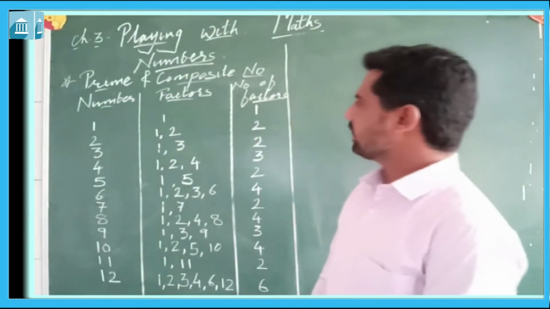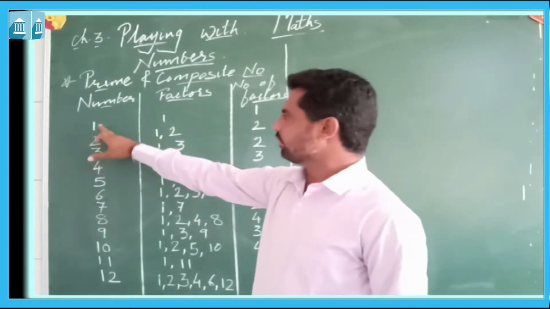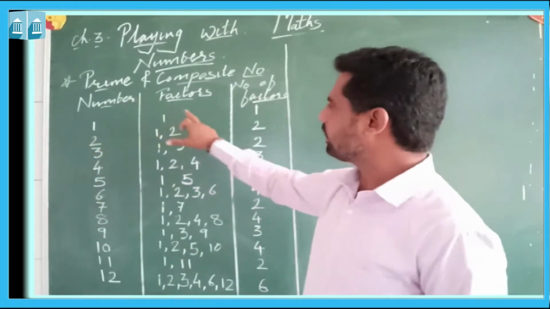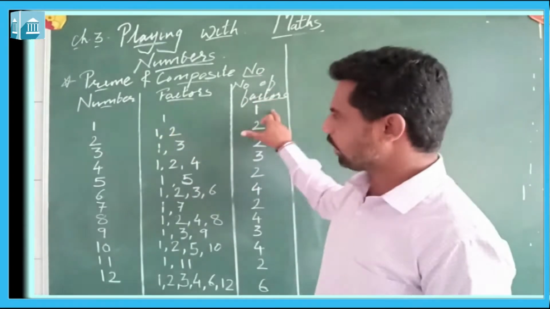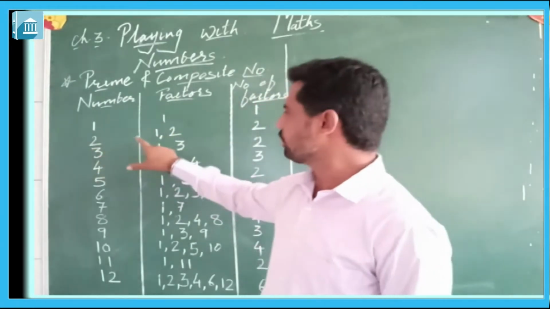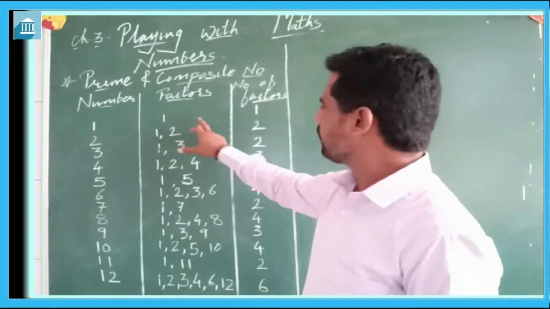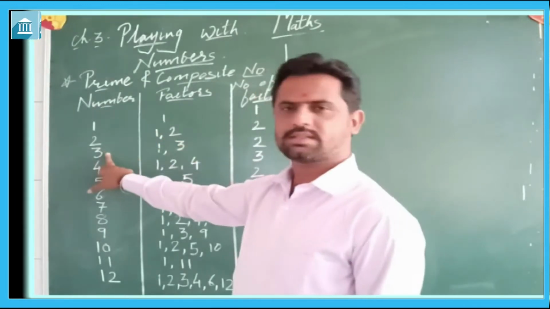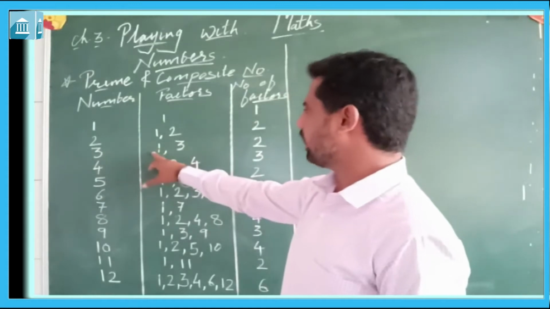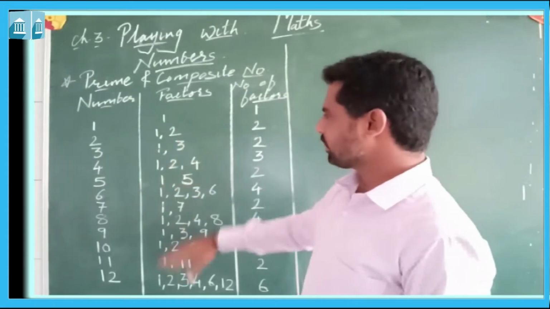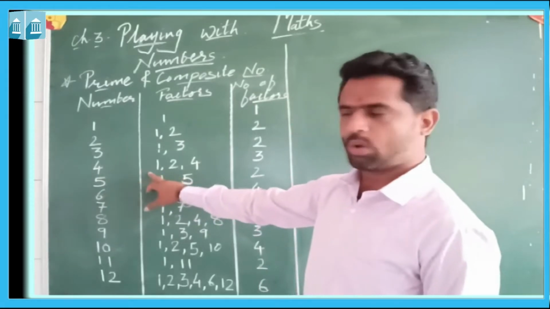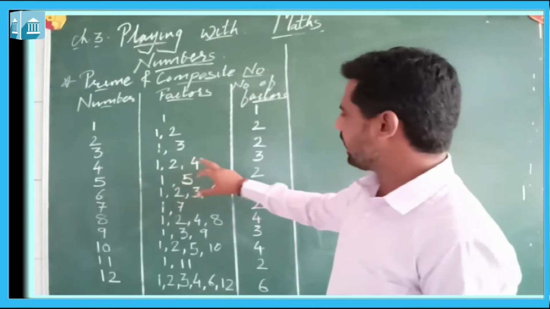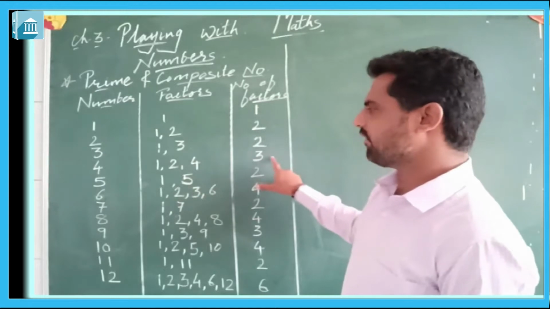Let us start with 1. We see that 1 has only one factor, that is the number itself, 1, so 1 factor. 2 has 2 factors, 1 and 2. 3 has again 2 factors, 1 and 3. Now if we see 4, it has 3 factors, 1, 2 and 4. So it has 3 factors.